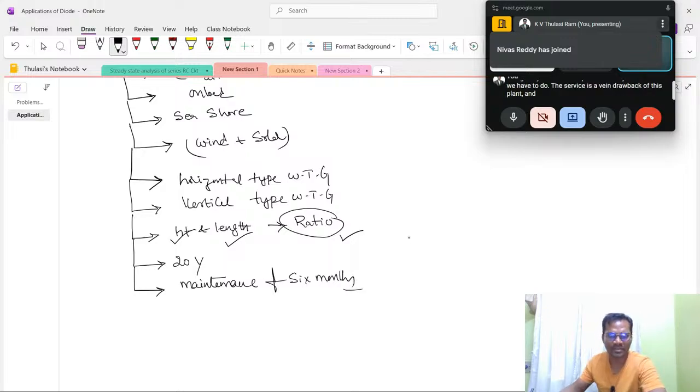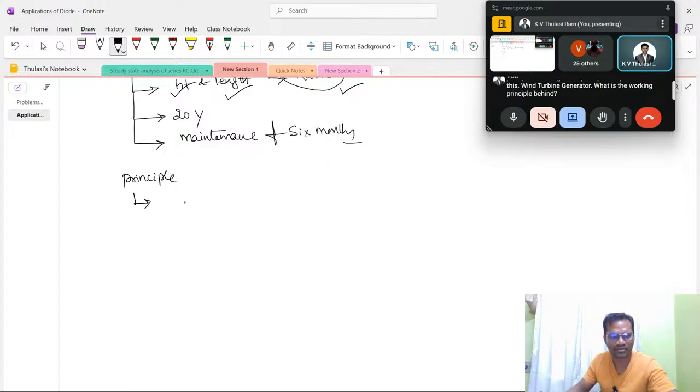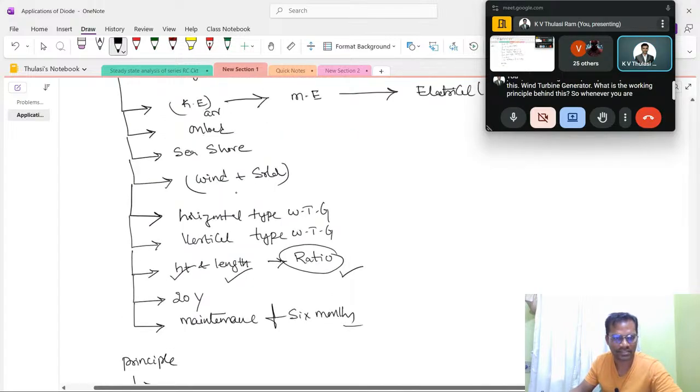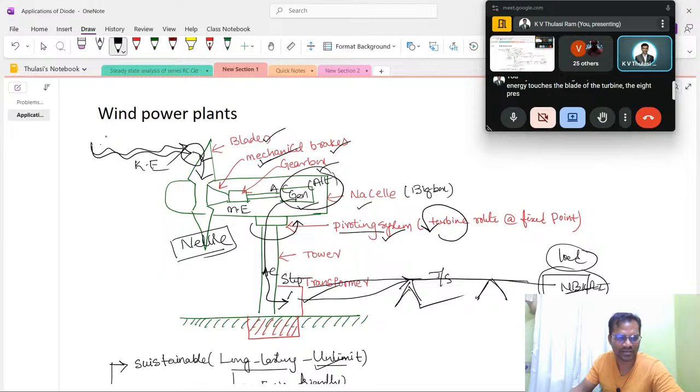And coming to the principle of operation of this wind turbine generator, what is the working principle behind this? You can directly see on the diagram, whenever the wind touches the blade of the turbine, the air pressure is not uniform. It is lower at this point and higher on the outside of the blade. Whenever the wind pressure is uneven, higher on one side and lower on the other, automatically this uneven pressure makes our blade rotate. Okay, like how our fan rotates.